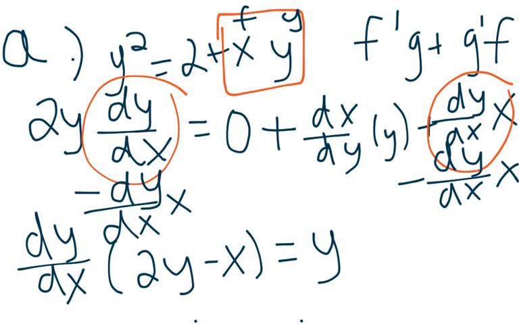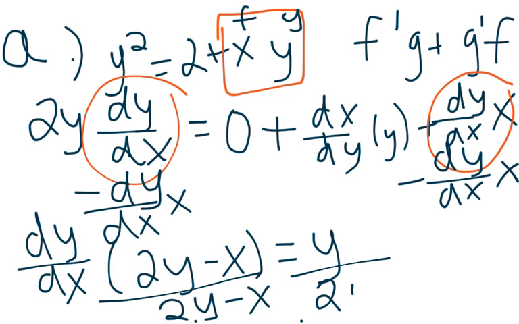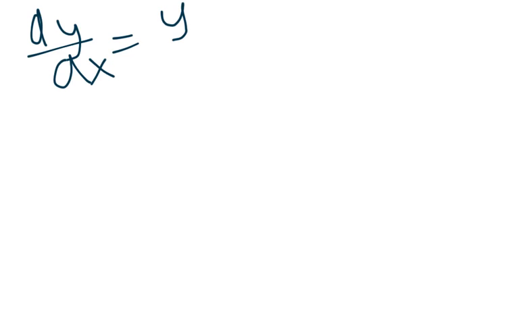So what do we have to do to get dy over dx together? You divide by 2y minus x. Yep. So divide. You get your answer as dy over dx is equal to y over 2y minus x, which is correct.